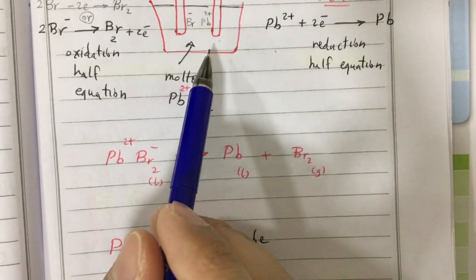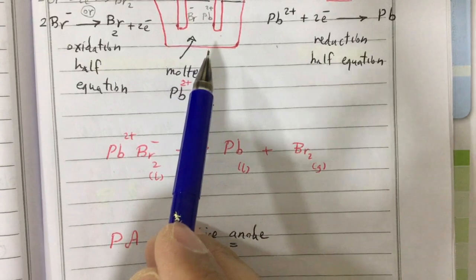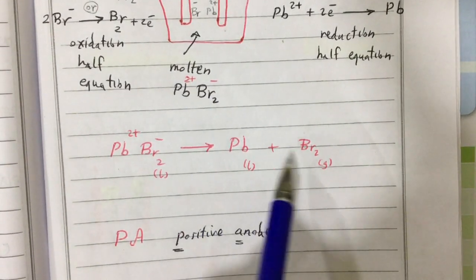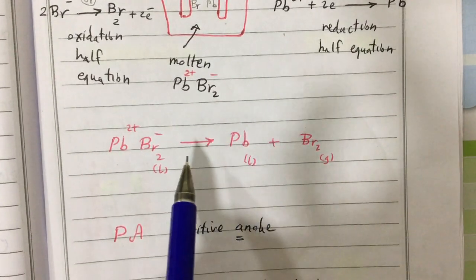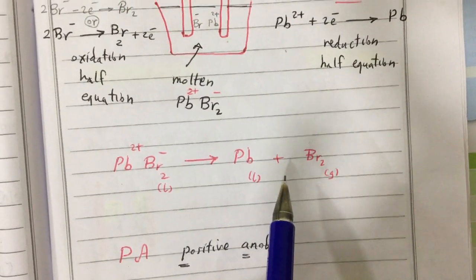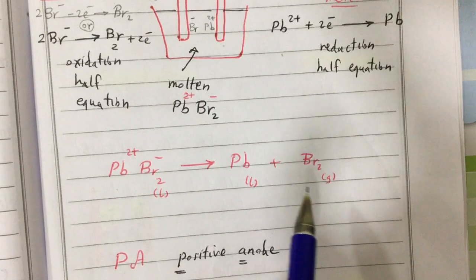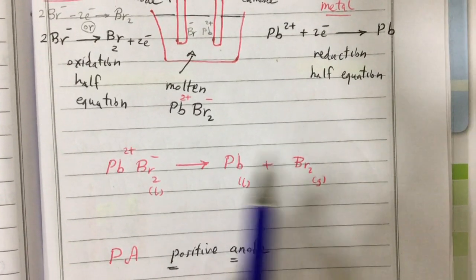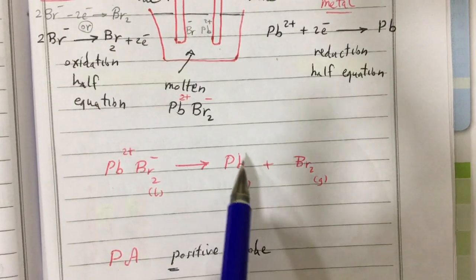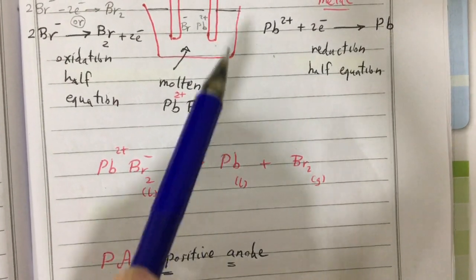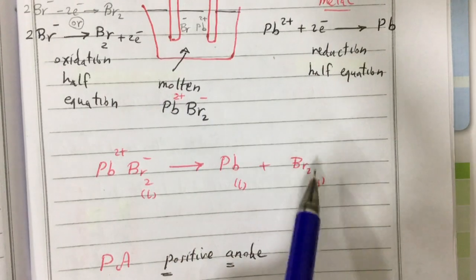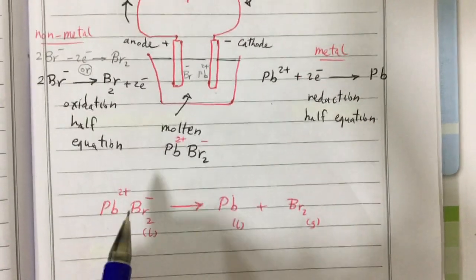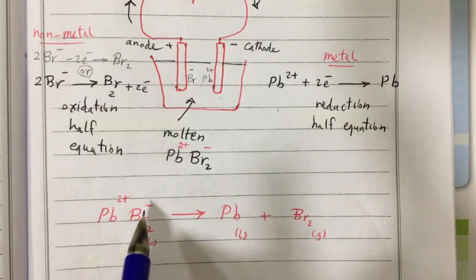This molten lead bromide, when electricity passes through it, will be broken down into lead and bromine. This is called electrolysis. Electrolysis is an electrical decomposition reaction, meaning the compound will be broken down with electricity into elements like this. Usually you will see the metal forms at the negative electrode and the non-metal forms at the positive electrode. Here in lead bromide, lead is the positive ion, bromide is the negative ion.